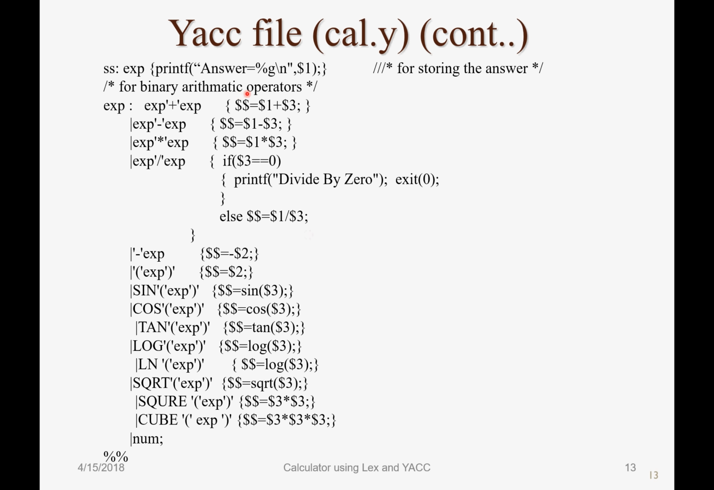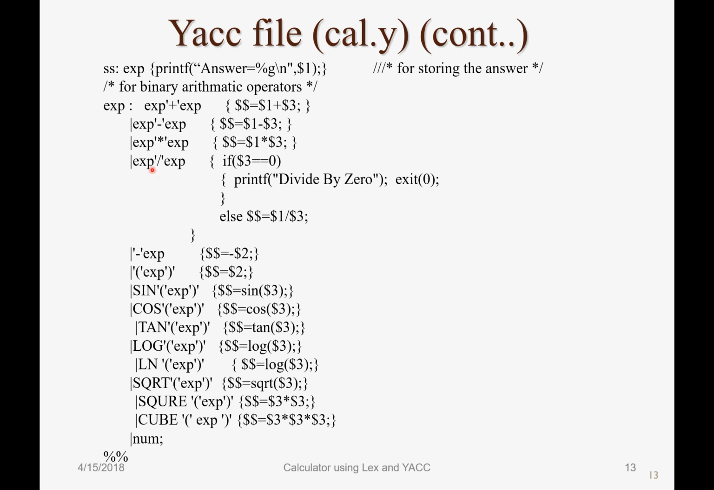So this $$ is representing this exp, and this $1 is representing this exp, this $3 is representing this exp, and this plus is representing $2. So $3, $2, $1, $0, in this way we can say. Means these sub parts are giving $1, $3 in this way. So this is the actual working.